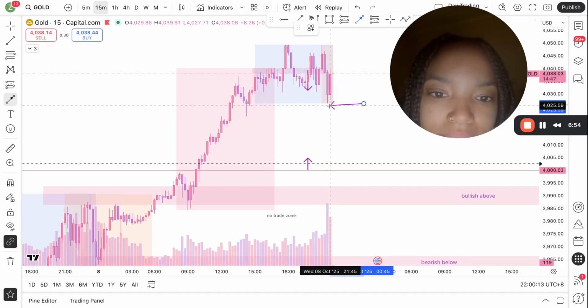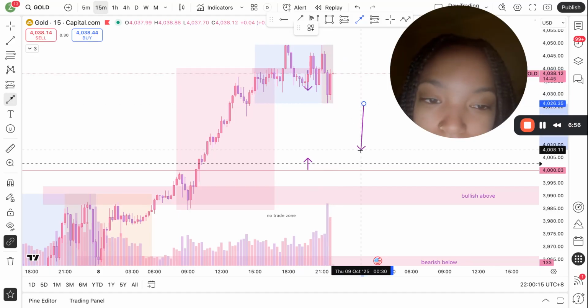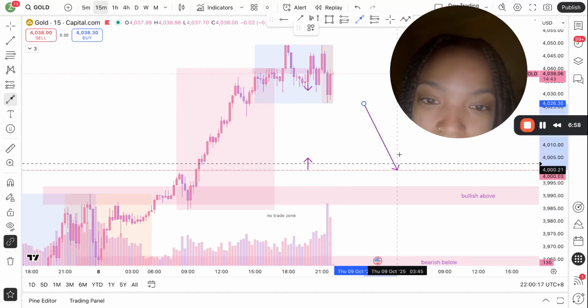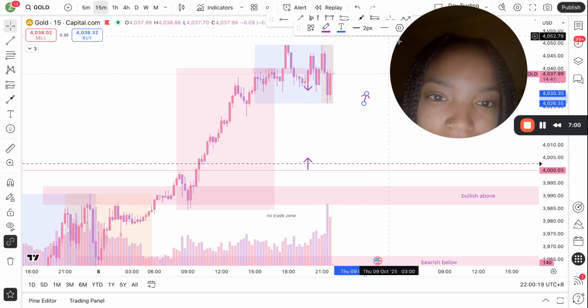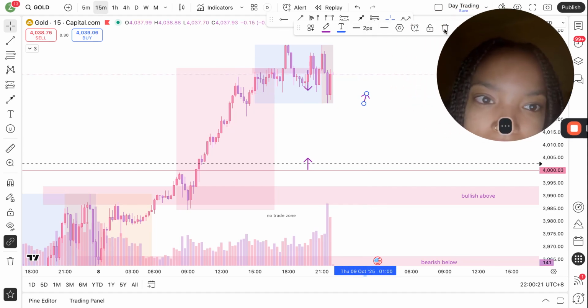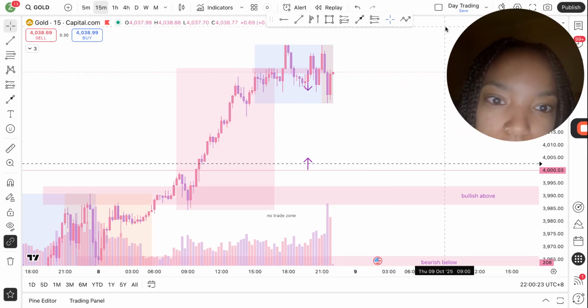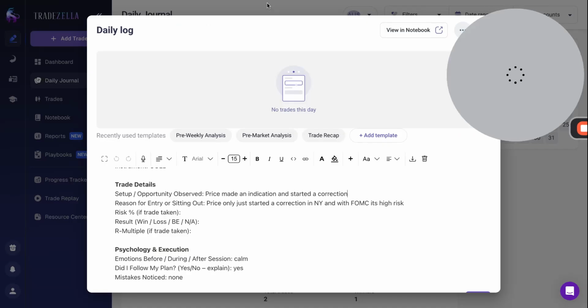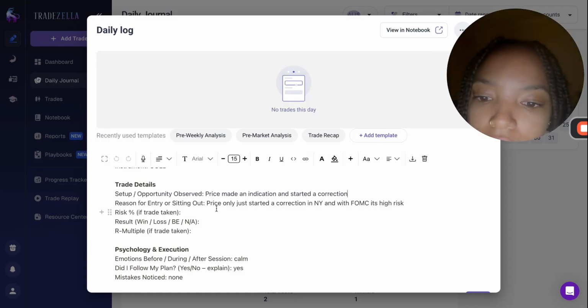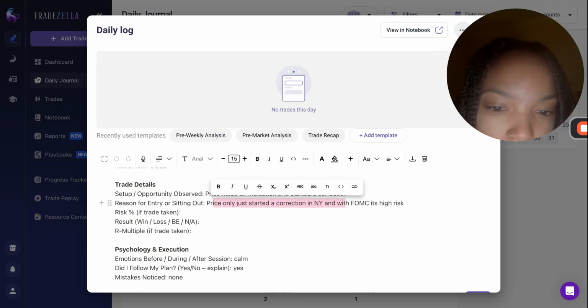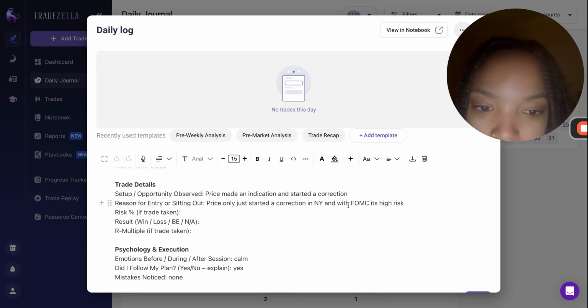As long as we can see a lower low and a lower high here, we know that the correction is definitely formed, but you just have to see for that. But I can see that price is no longer pushing up for sure, because it's failing to break back above this level. A reason for sitting out would be price only just started a correction in the start of New York session. With FOMC, it's too high of a risk to take an entry.